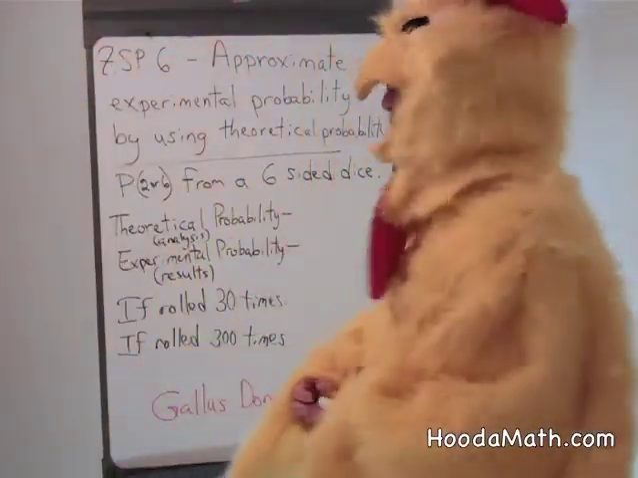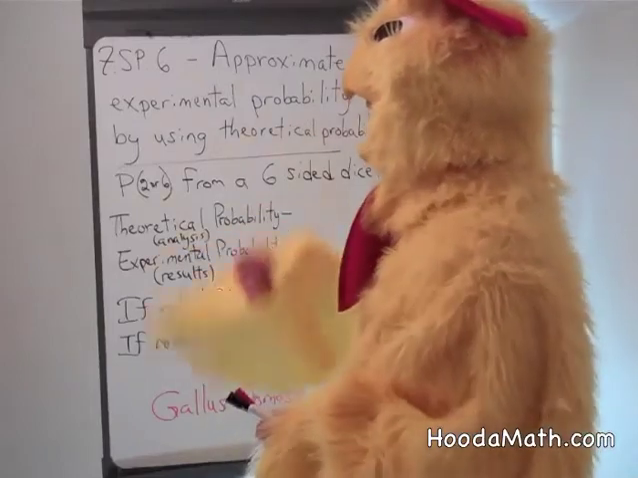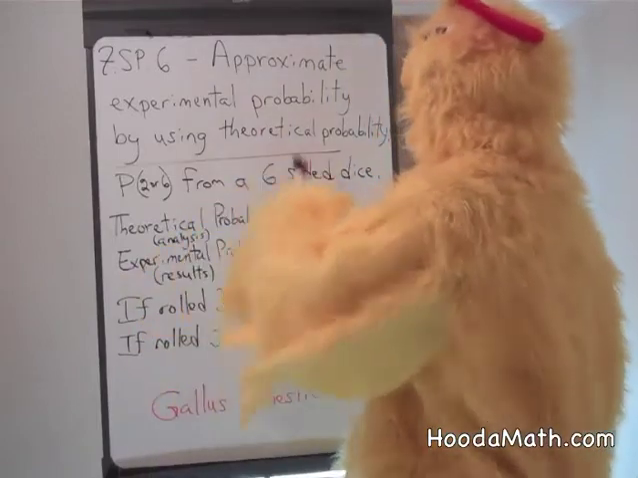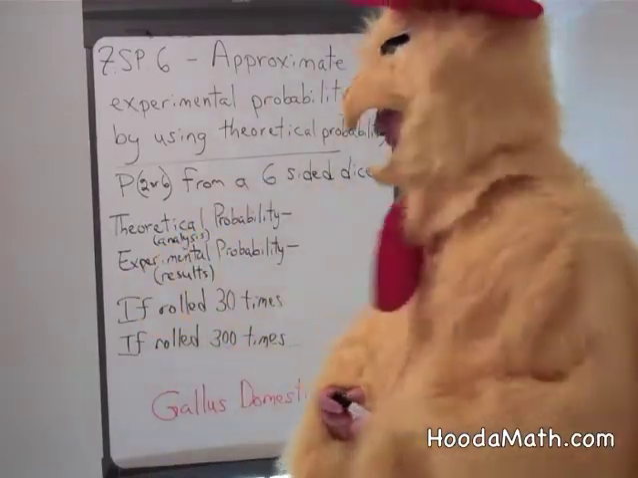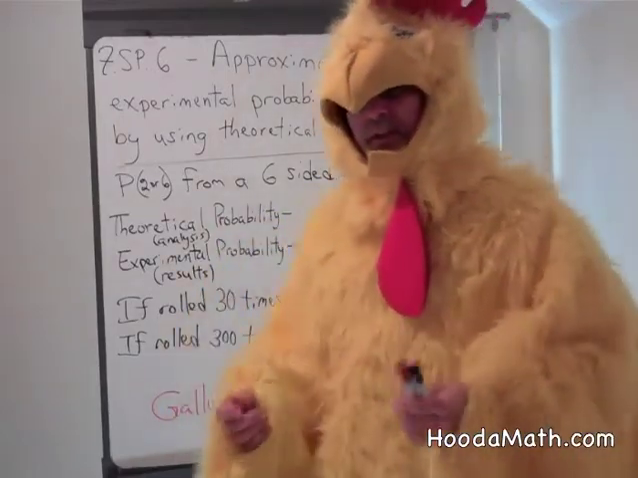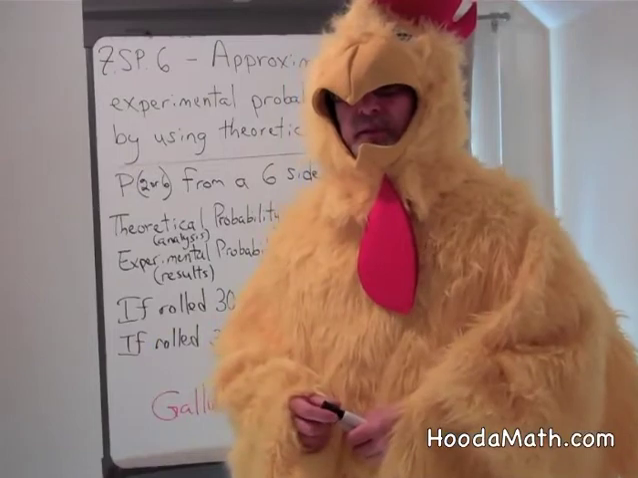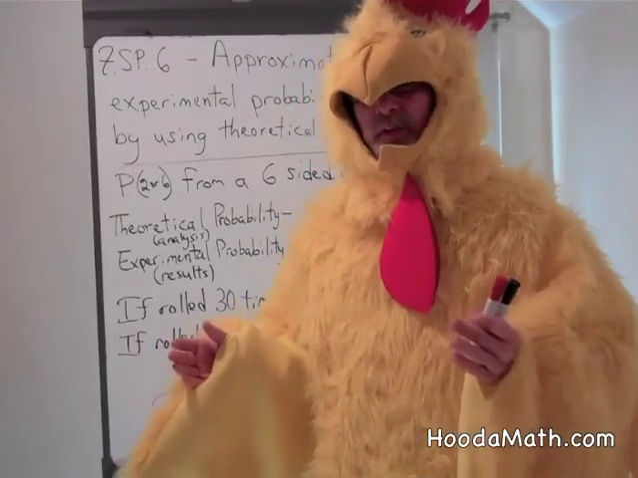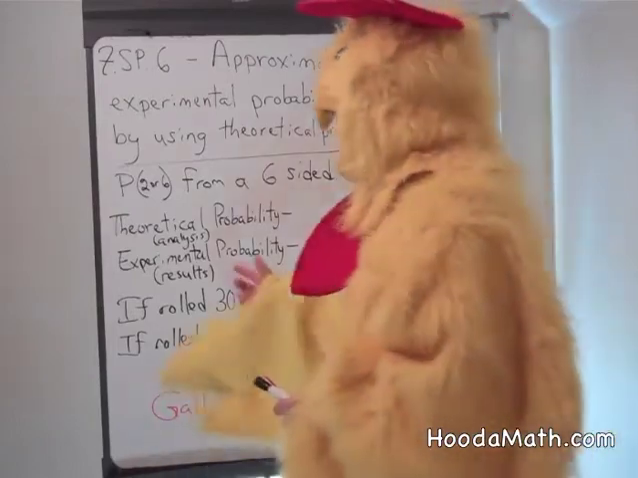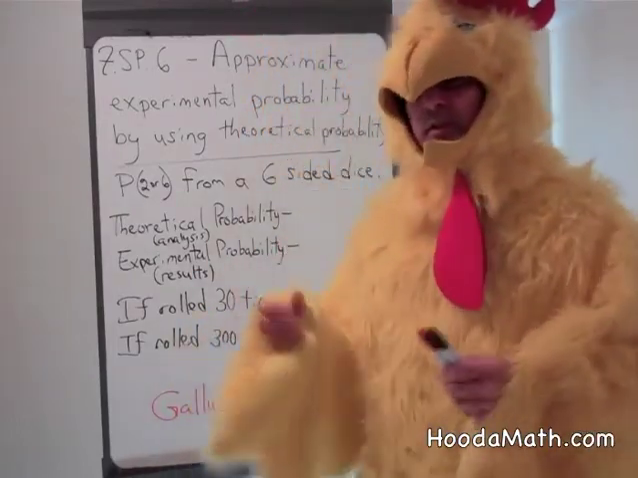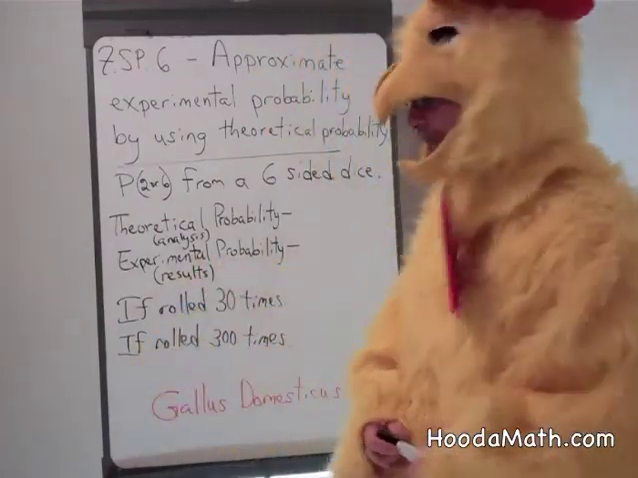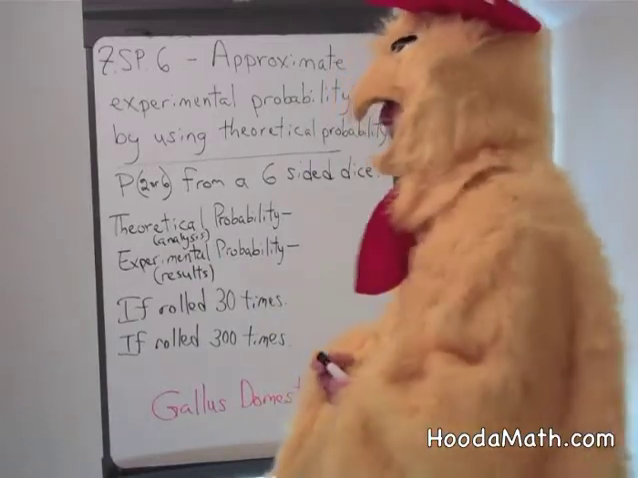We're going to learn how to approximate what we would get from an experimental probability from theoretical probability. Theoretical probability is obtained by analyzing a situation and deciding, using logic, what should happen in our experiment. Experimental probability is obtained by the results of our experiment. So I'm going to give you an example.